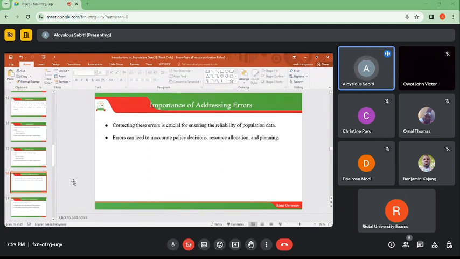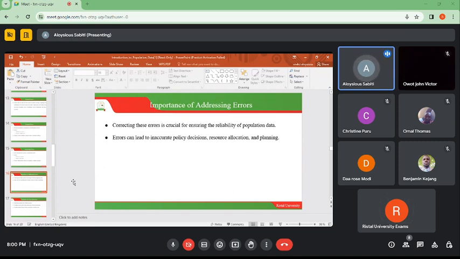However, having understood the types of errors that might occur in population data, we want to as well understand the importance of addressing these errors. The importance of correcting these errors is very crucial to ensure the reliability of data. Remember, from our research, the principle is that research must be reliable. And therefore, if you're able to correct these errors, you're able to make your research as reliable as possible.